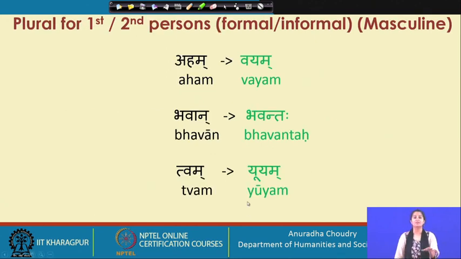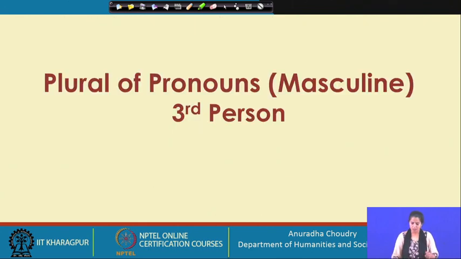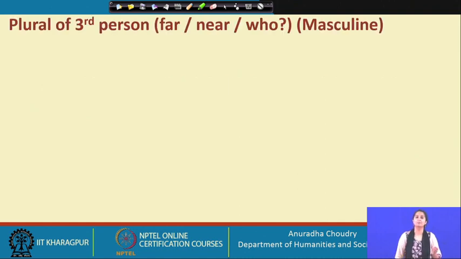Now let's look at the words by themselves. So Aham becomes Vayam. Bhavan, in the masculine respect form for the second person, will be Bhavantaha in the plural. Tvam, you, the informal second person, becomes Yum. Moving on, let's look at the third persons now. We've looked at the third persons in our previous sessions. Can you try and recollect what they were?